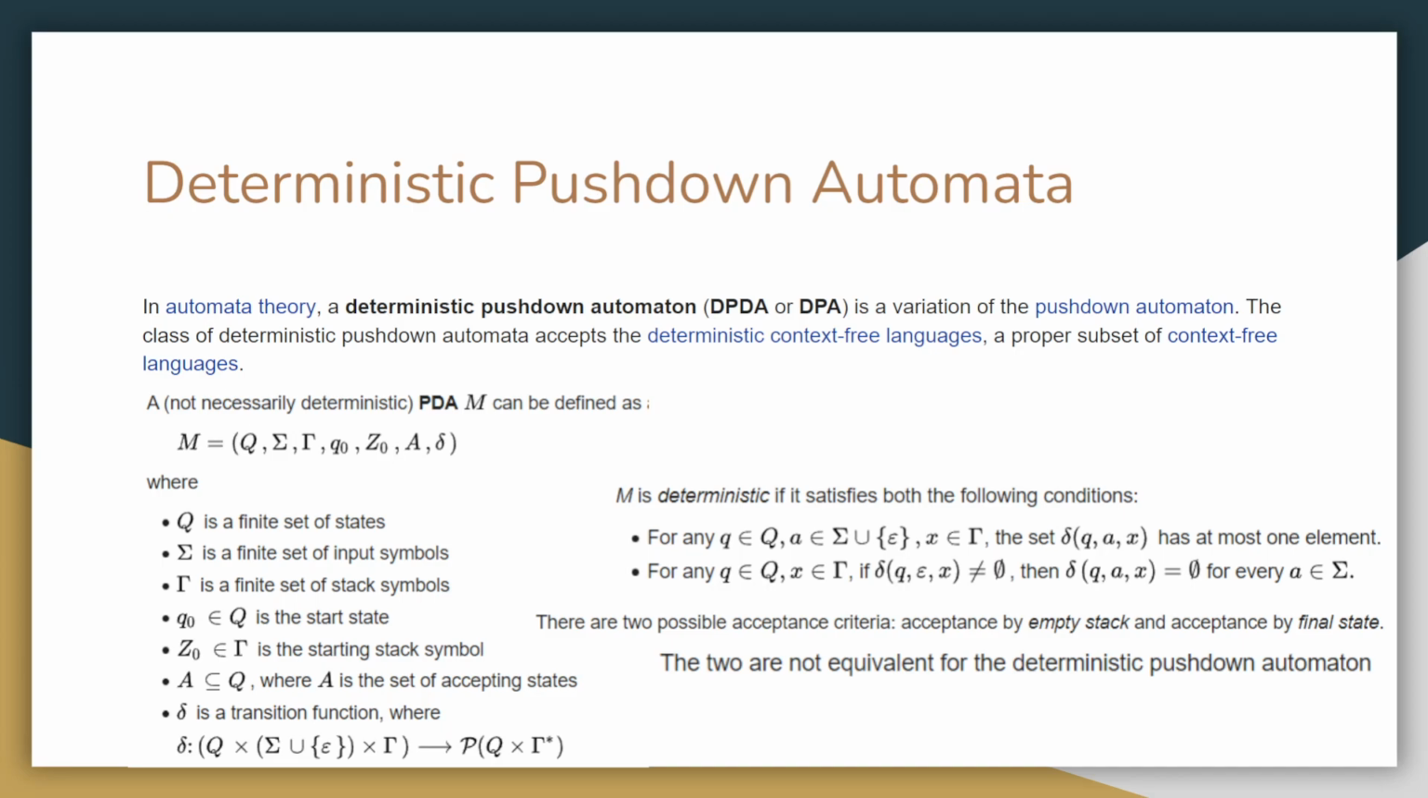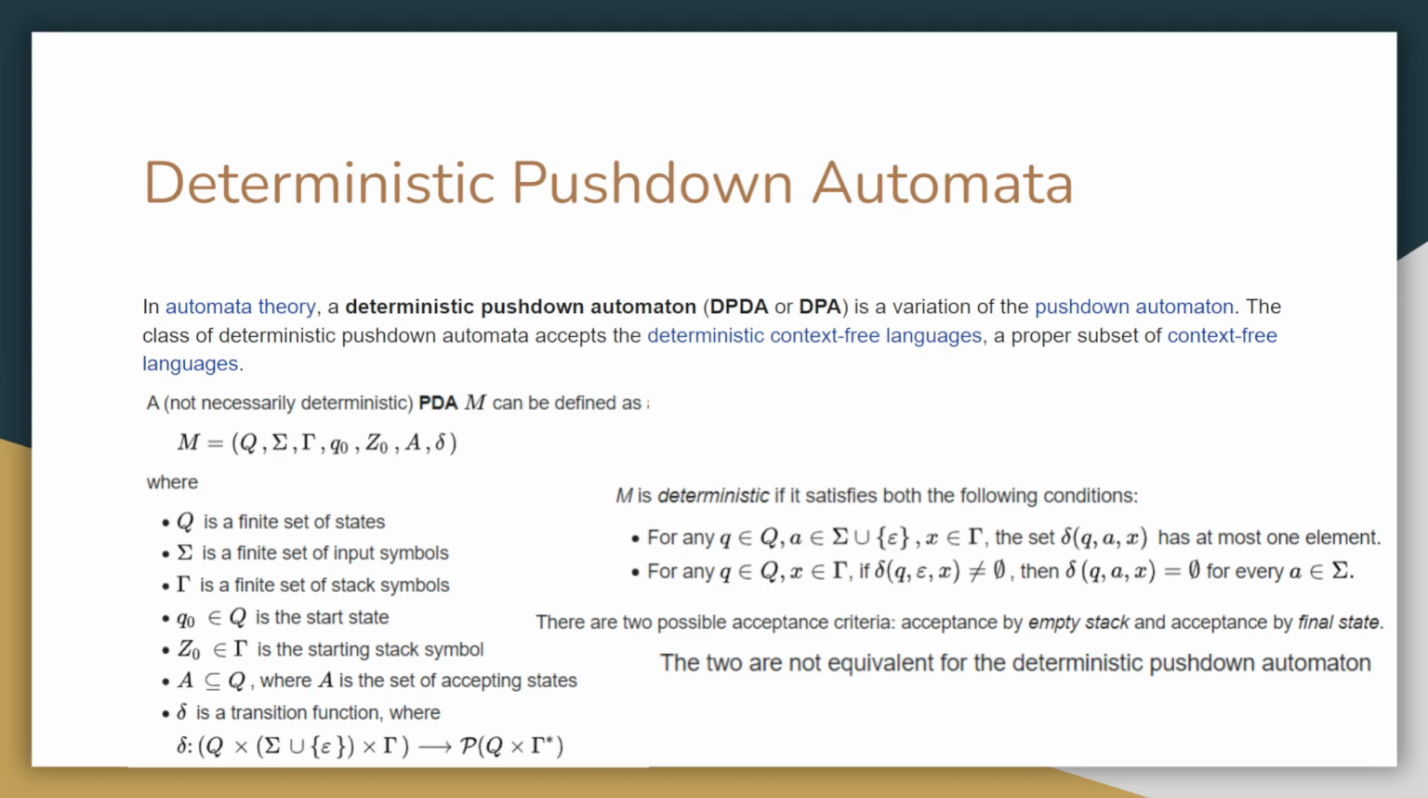So M is deterministic if it satisfies both of the following conditions. For any q belongs to the finite set of states Q, a belongs to epsilon union the set of epsilon, and x belongs to the symbols, the set delta of q, a, x has at most one element. Delta is nothing but the transition function.